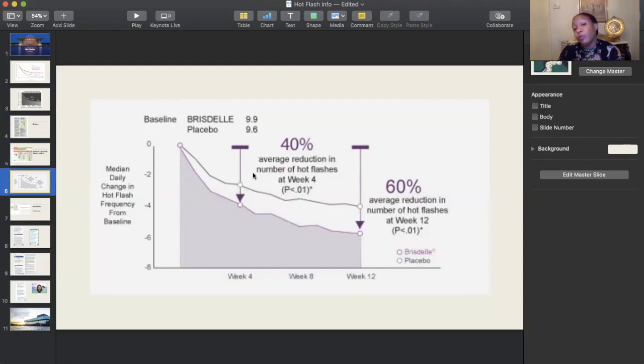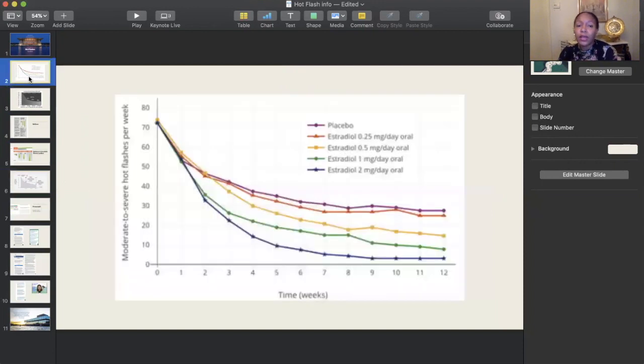So by week four, 40% are going to notice a difference. That's good. And then it takes up to 12 weeks for everyone to notice. And like I said, we want things to happen quick. And if you look back here at estrogen, by 4 weeks, a lot of people were getting some relief. So estrogen's quicker and better in the long run.